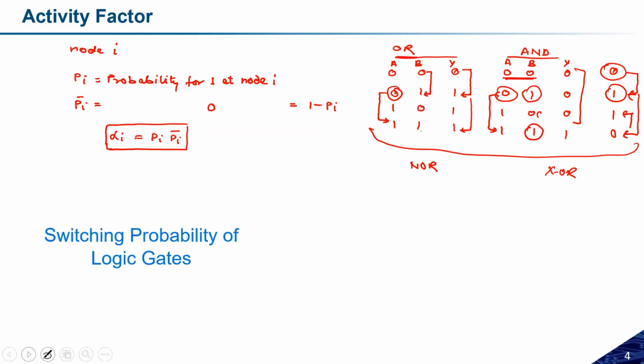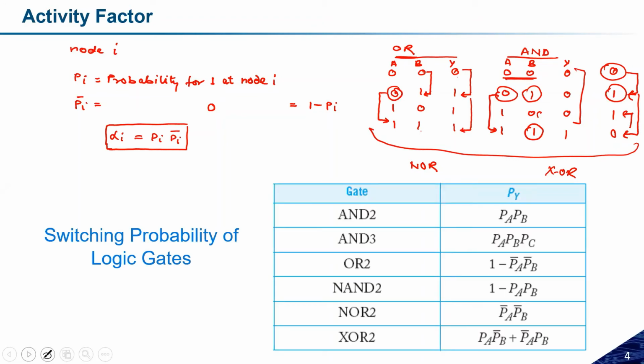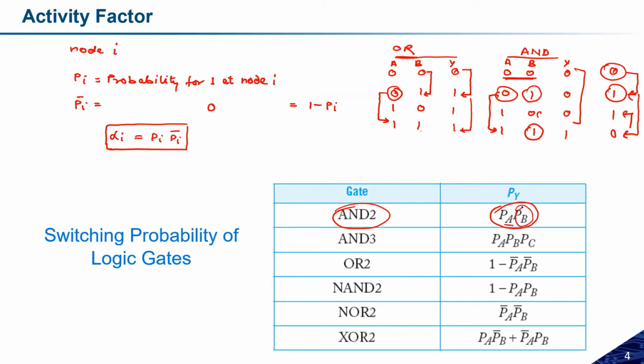Now, I was saying the switching probability of the logic gates. This is the tabular form which I have just given for the different logic gates. For the 2-input AND gate, the switching probability is PA into PB, where PA is the probability of logic 1 at input A, and PB is the probability of logic 1 at input B.